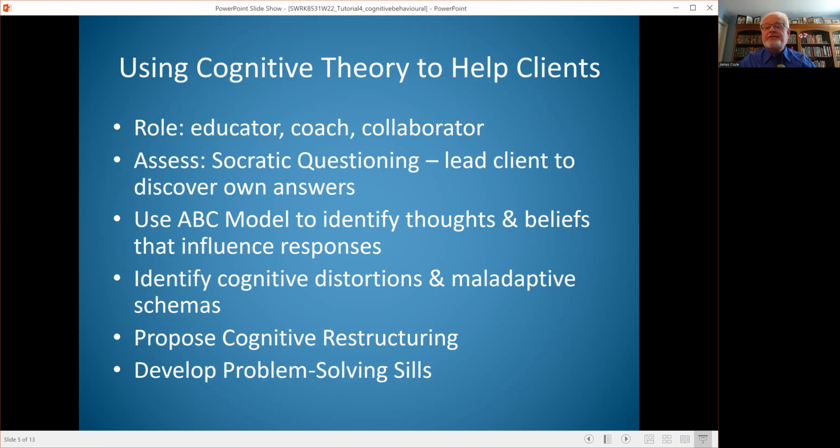They lead the client to discover their own answers rather than suggesting the answer that you think makes the most sense. So using that ABC model can help you to identify any cognitive distortions and maladaptive schemas, and then begin to propose cognitive restructuring. I'm going to talk about that in a moment. Overall, you're helping the client develop problem-solving skills. How can they take a situation that they're in, recognize how their thinking influences it, recognize what's going on behavior-wise in the response, and try something different?